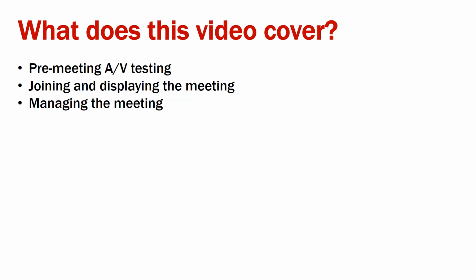In this video, we'll be covering the process of joining and customizing a Zoom meeting. This includes pre-meeting AV testing, joining and displaying the meeting, and managing the meeting. Due to the length of this video, we will separate tasks into sections, which will be further broken down. You can access each task and their breakdowns by using the timestamps provided.